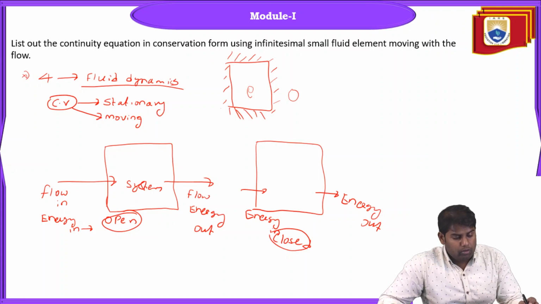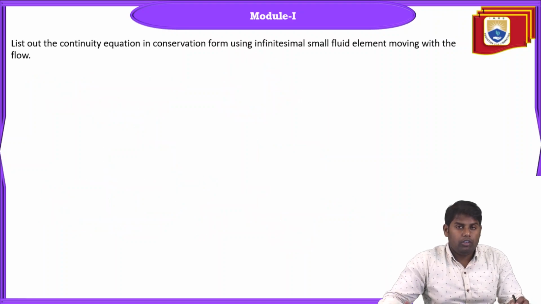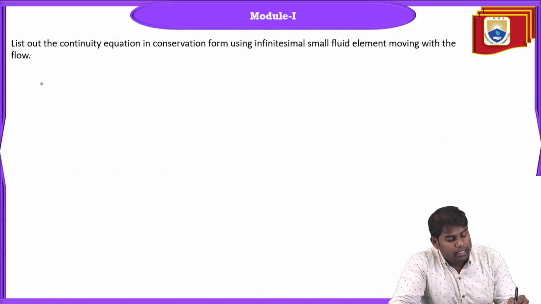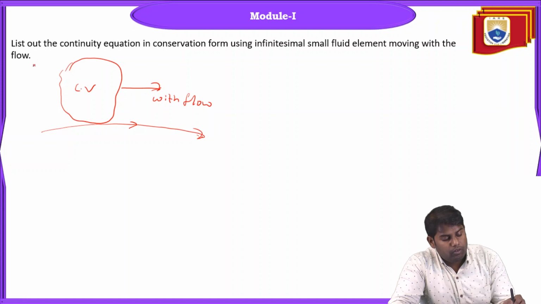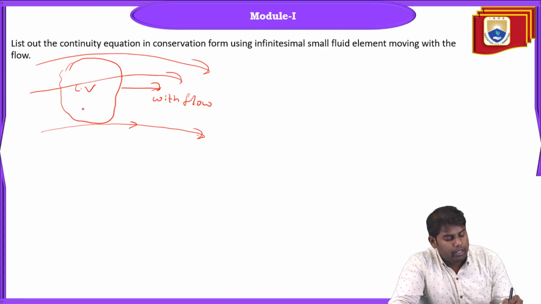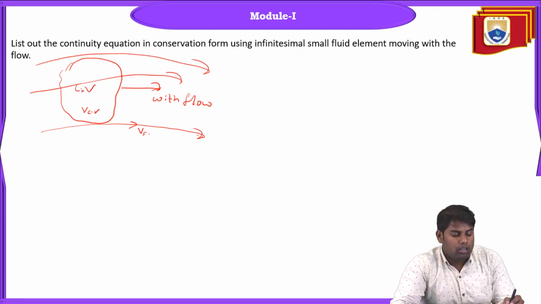When it comes to the different forms of control volume, let's say you have a control volume of any shape, where the CV can move with the flow. So we'll go with the flow, which has V of CV and V of fluid, V of F. So the velocity of the control volume can go with the flow, that is one approach.